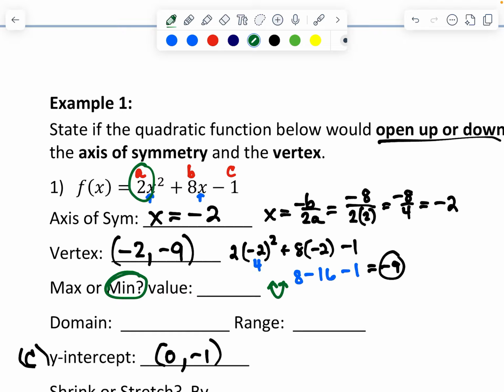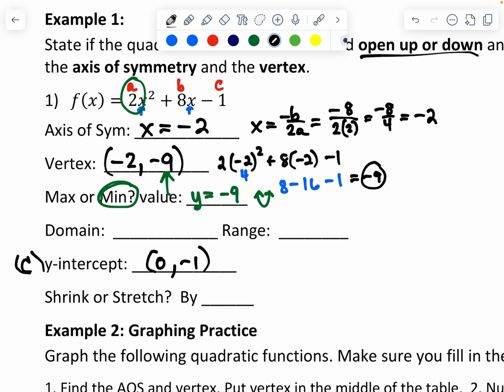All right, and then the minimum value is always the y value of the vertex. Y equals negative 9. Now we're going to go to the domain. The domain is always the same, all real numbers. Every one of those parabolas is always going to be all real numbers. Now the range, because it opens up and A is positive, it's going to be the y value of the vertex, but it's greater than or equal to negative 9. See, it's not 0 in this case, it's negative 9 because that's the y value of the vertex.